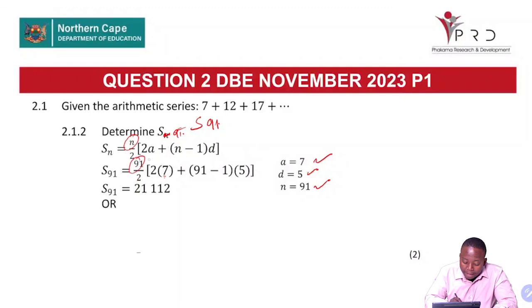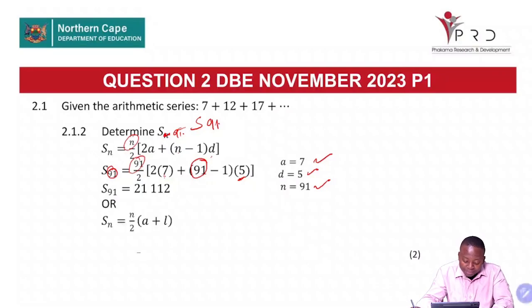Our n is 91, it's S91, that's what we're working with. And d is what? The difference is 5. Then we press everything in the calculator, we get 21,112.